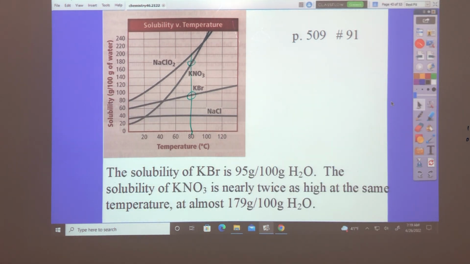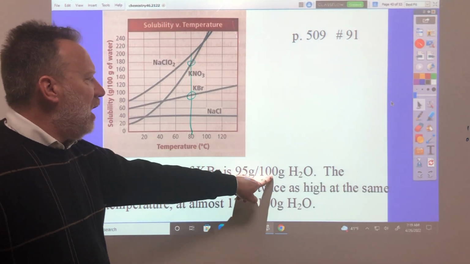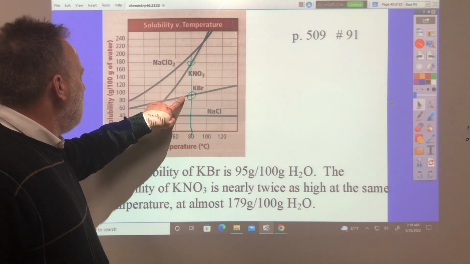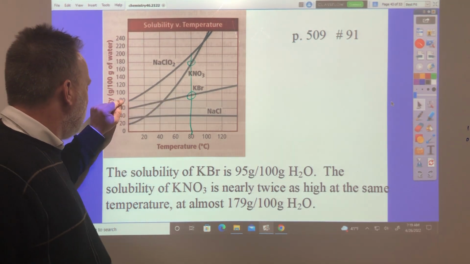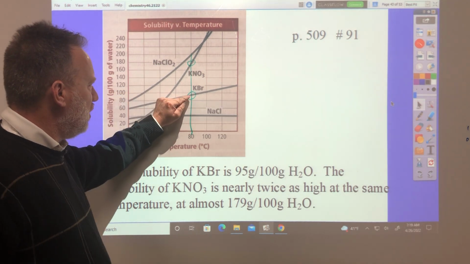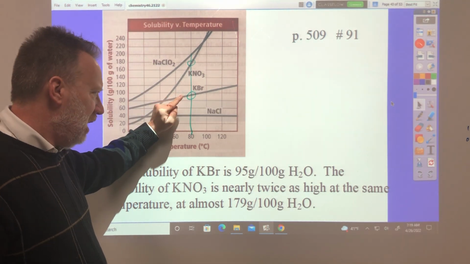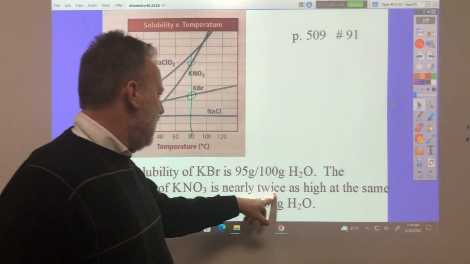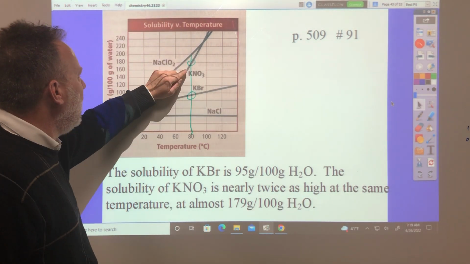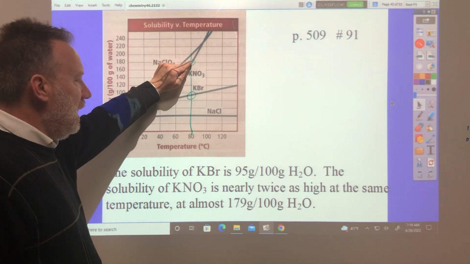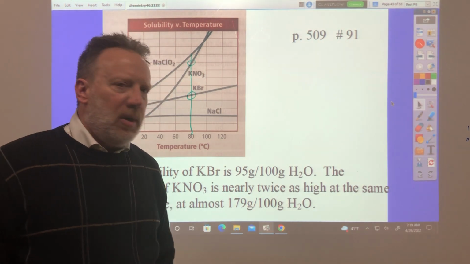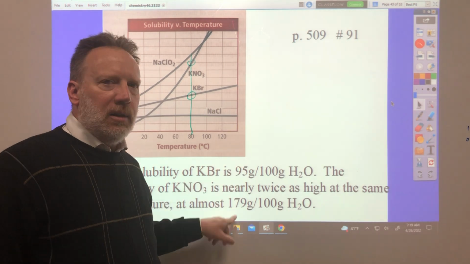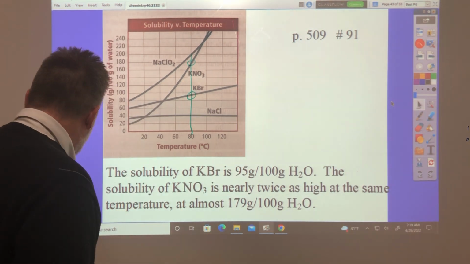Okay, so the solubility of KBr is 95 grams per 100 grams of water. Now you might not be able to read 95 off of there. You might come up with a different number, but there's 80, there's 100, 90 is right between, 3/4 or so of the way there. 95. Solubility of KNO3 is about twice as high. It's not quite 180, at almost 179 grams per 100 grams of water. You might not have these exact numbers, but you'll be in the ballpark.